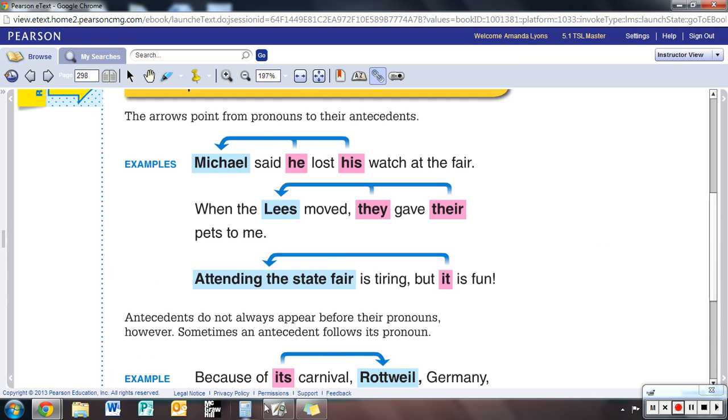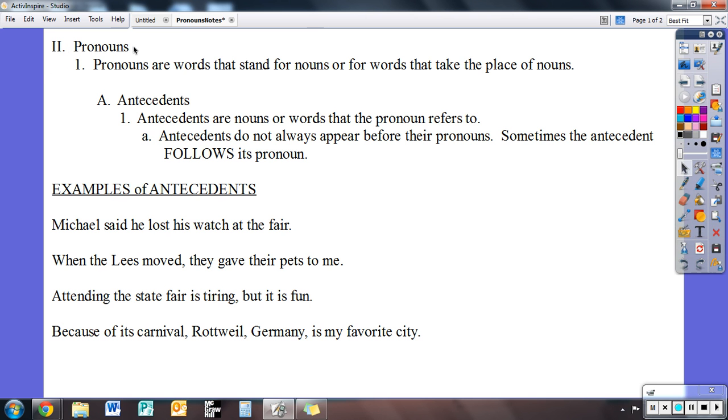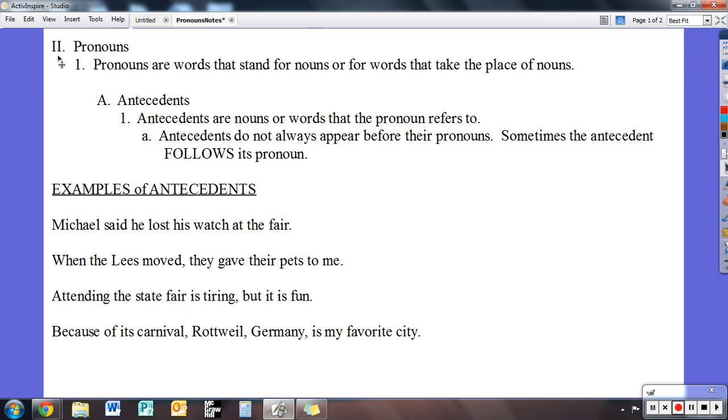Now I'm going to move over to my notes and tell you the important things that you need to know about pronouns and antecedents. So first we've got the definition, and notice that since we're starting a new topic, I have a new Roman numeral. We're at Roman numeral 2 now, which is 2 capital I's, because we're now talking about pronouns. We're not talking about nouns anymore. And so I put under there number 1 and state the definition, words that stand for nouns or for words that take the place of nouns.